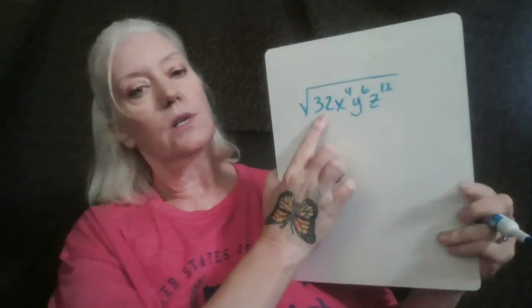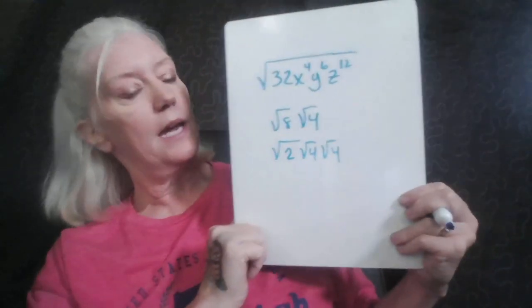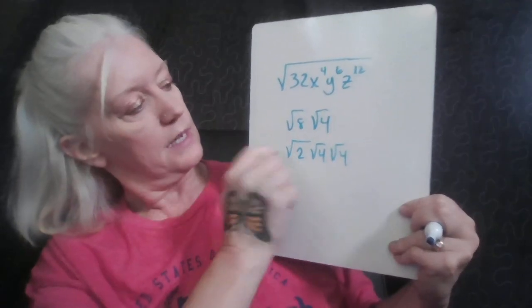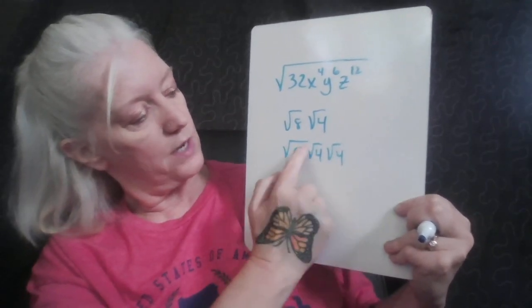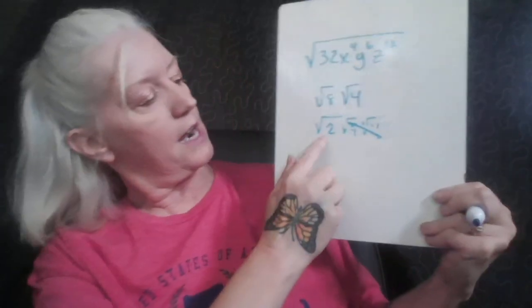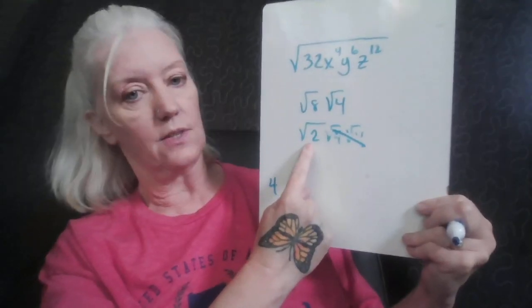I'm going to do square root of 32x to the fourth, y to the sixth, z to the 12th. 32 is 8 times 4, so I'm going to go 8 and 4. Then I'm going to bring my 8 into 2 and 4. Okay, notice 32 became 8 times 4, 8 became 2 times 4, and then the other 4, these two 4s together will become a 4 on the outside. So far I have a square root of 2 stuck and staying on the inside, okay?